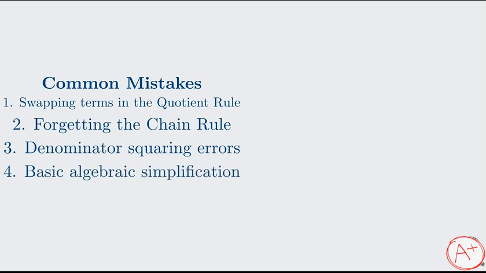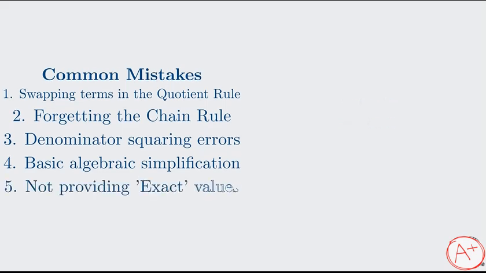Many marks are lost not in the calculus, but in the subsequent algebra. Be extremely careful when distributing negative signs across brackets in the quotient rule numerator. If the question asks for an exact coordinate, do not use your calculator to provide a decimal like 0.5. Leave your answer in terms of e, pi, or fractions.